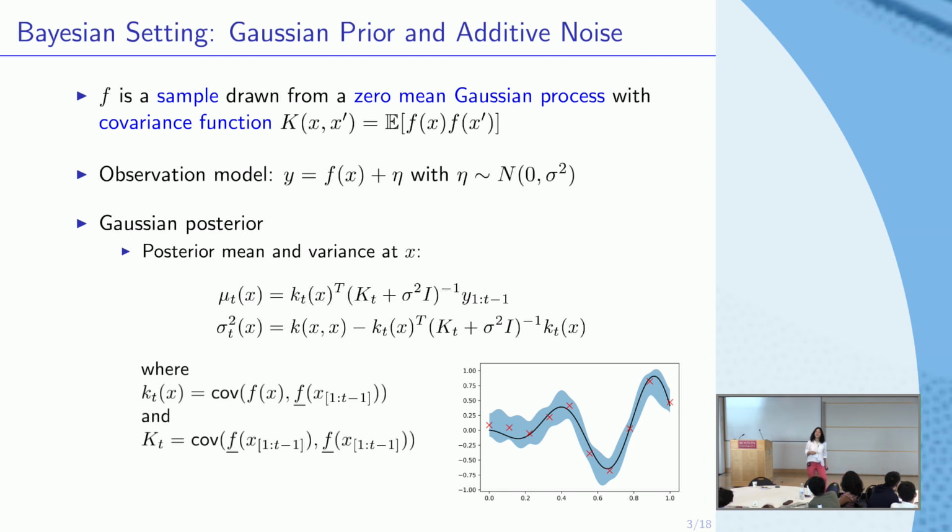What do I know about this process? For simplicity, and this can be relaxed, this process is zero mean, so there's no prior on where the maximum is, with some covariance function structure. What does that mean? It says if you give me x and x prime, I have a sense of how correlated f of x and f of x prime are. And the observation model is also Gaussian. So this is known as Gaussian process optimization, right? Everything is Gaussian.